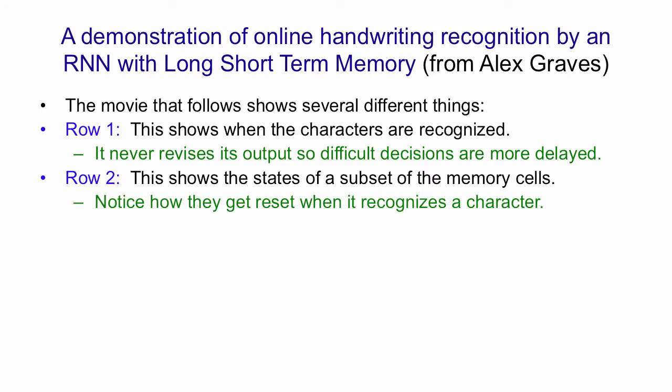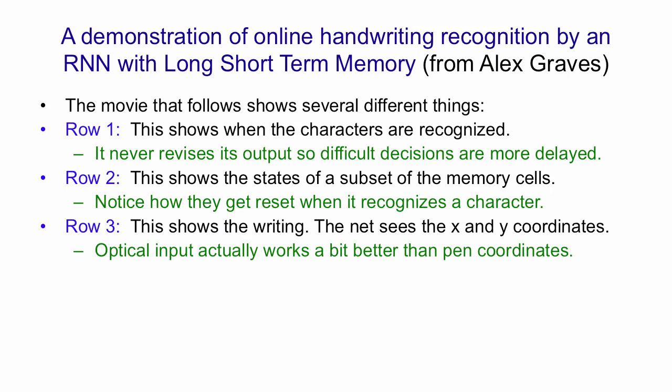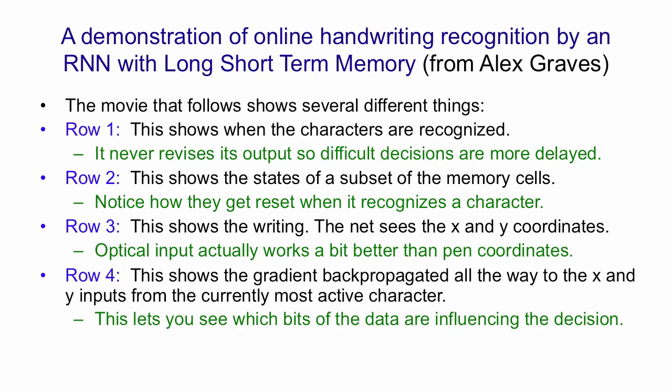The second row shows the states of a subset of the memory cells, and you should notice how they get reset when it recognizes a character. The third row shows the actual writing, and all the net sees is the x and y coordinates of the tip of the pen, just 2 numbers, plus some information about whether the pen is up or down. Finally, the fourth row shows something much more complicated. It shows the gradient back propagated all the way to the x, y locations.